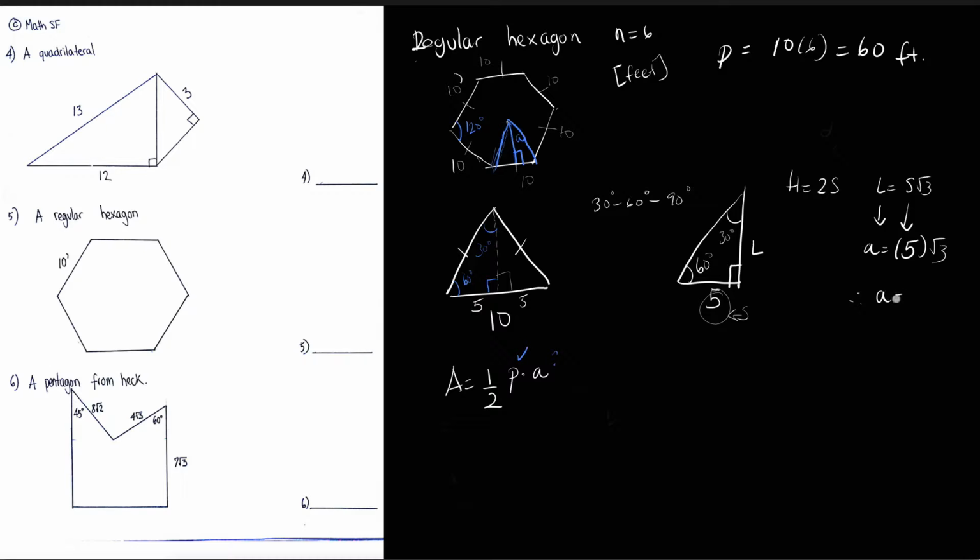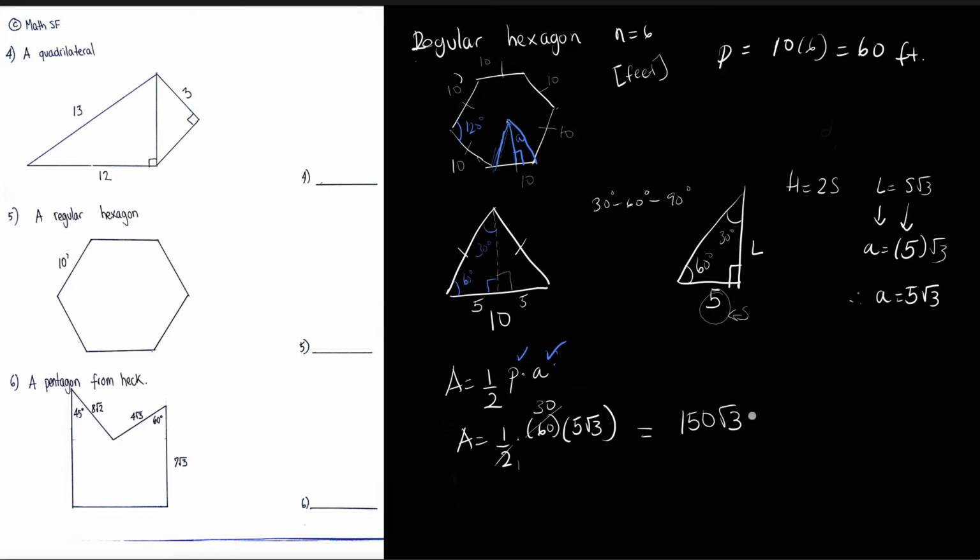Therefore, my apothem should be 5√3. Overall, now I have enough things. I have P and now I have A. I can find the whole area here. So area should be equal to 1/2 times the perimeter, which is 60, times the apothem, which is 5√3. So I'm going to do some math here. 2 goes into here once, 2 goes into here 30 times. Therefore, my area should be 150√3.